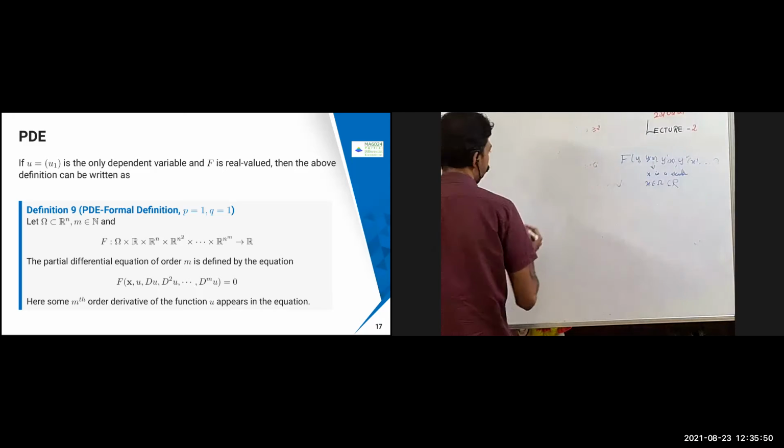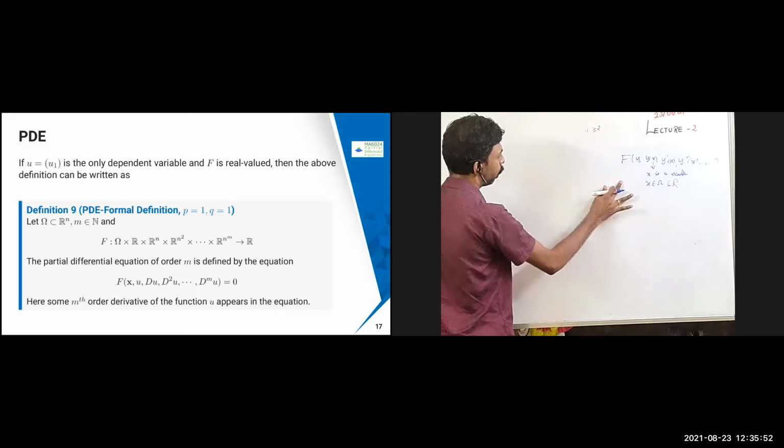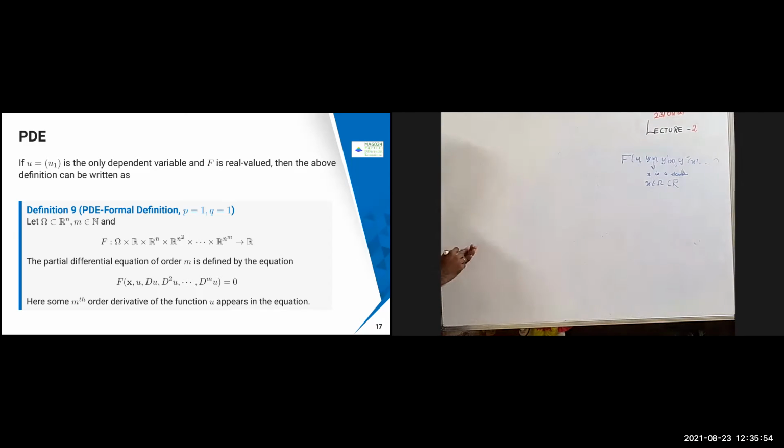Okay, so again, I'm just redefining the same thing I discussed. I'm just going to rewrite the same thing. Now, instead of the previous one, where I had taken u equal to u1, u2, etc., I'm simply going to take u equal to u1 only. Only one dependent variable is going to be there, and f is a real valued function.